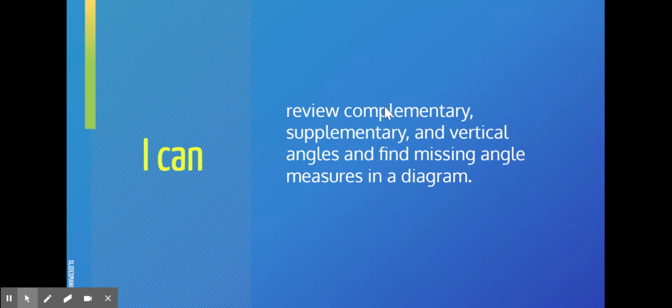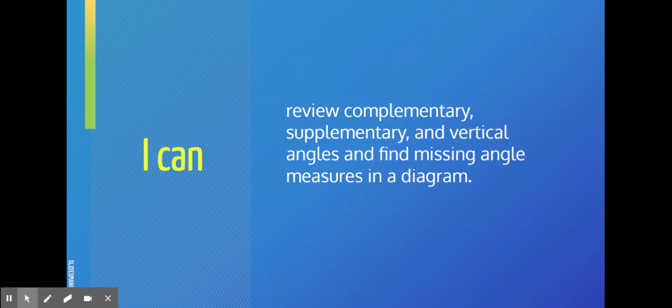So we want to review the special angle pairs that we learned about in 7th grade because we are going to use those with the types of angles and things that we do in the 8th grade. So we're going to review complementary angles, supplementary angles, and vertical angles. Those are 3 special pairs of angles that you learned about in the 7th grade. And we're going to find missing angle measures in a diagram.